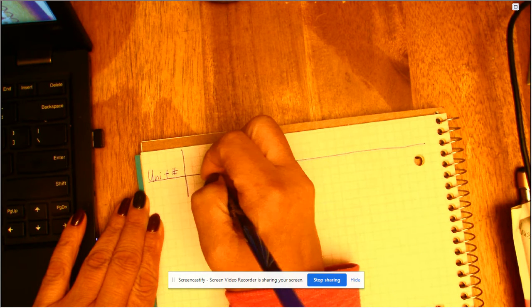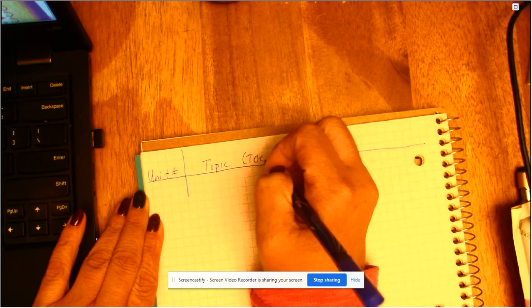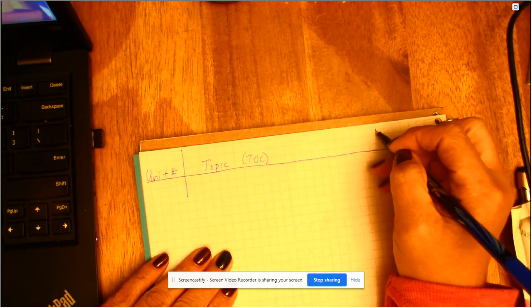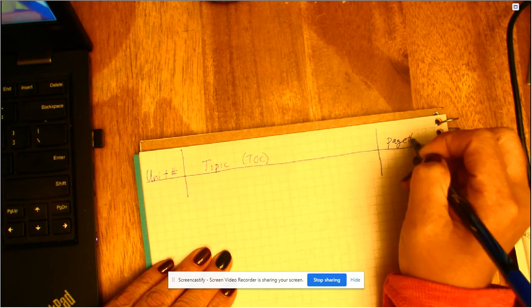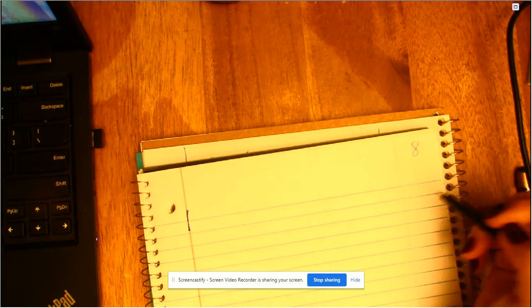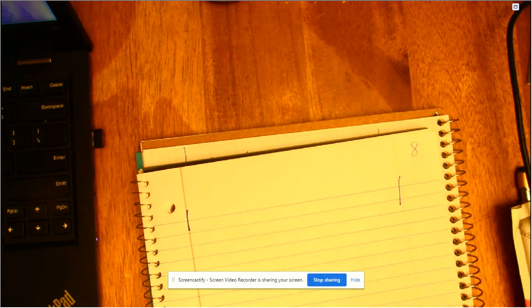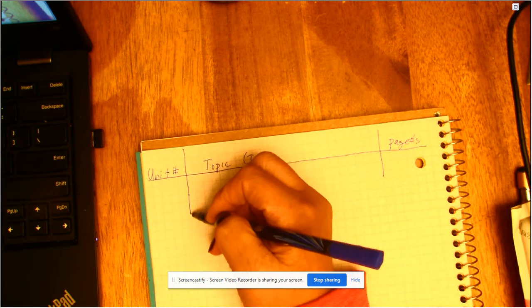Your topic or table of contents. And lastly, the page numbers. If you're working on regularly lined paper, using these margins is perfect for what we're going to do. And I'm just going to draw these lines all the way down.